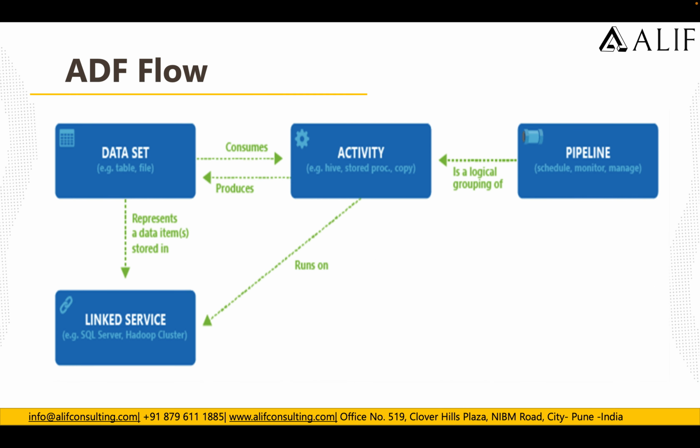This is how your data flow looks. You have pipelines where you need to define what kind of scheduling, monitoring, or management, or what kind of task you want to do. Then there is the activity, there is a dataset, and then there are linked services where you link what kind of services you want to use for these activities, right? So this is how your overall Azure Data Factory flow works.